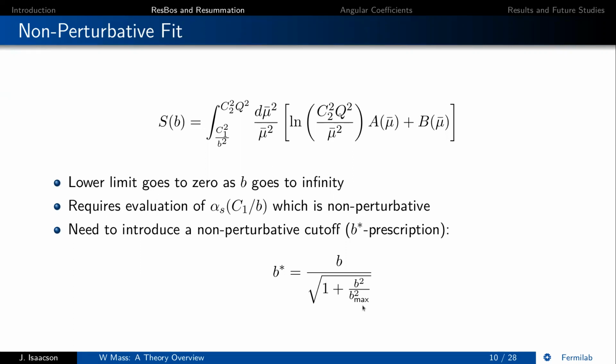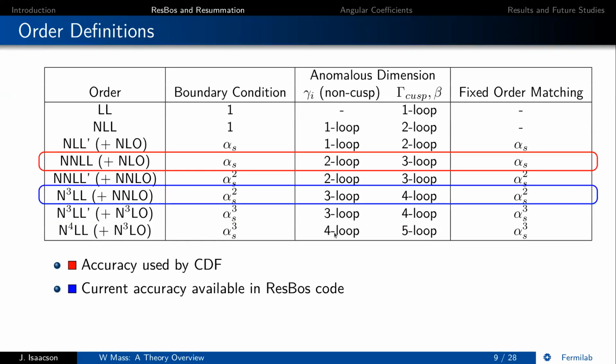So you introduce this new parameter b_max, which is sort of... Quick question. What is little b? Little b, this is the impact parameter. So it's the Fourier conjugate to the transverse momentum. Does that answer your question? I think so, yes.